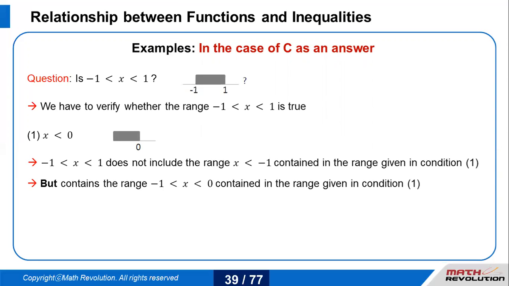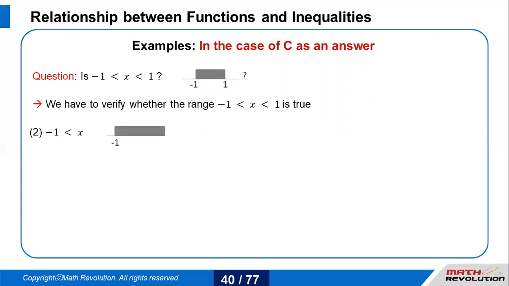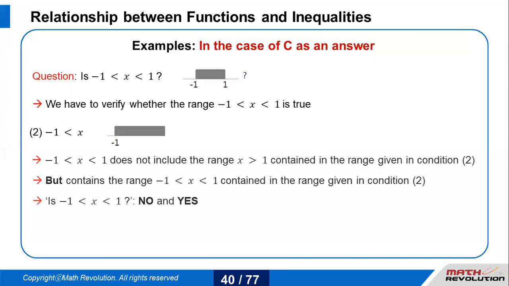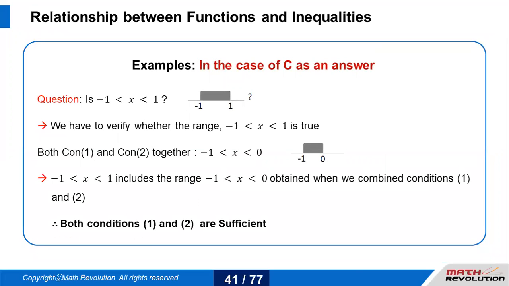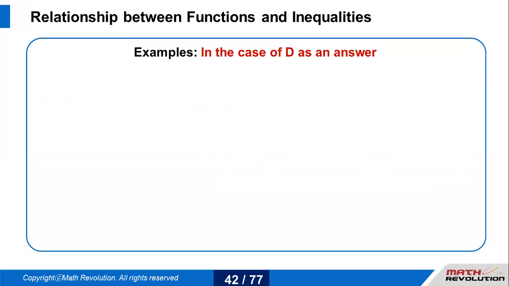It does not include the range where X is less than minus 1. So this will not include the left range. Condition number 2 will not include the right range. So we have to combine both the conditions here. And once we combine both the conditions, we get minus 1 is less than X, which is less than 1. So this is the basic application of how we combine the ranges.